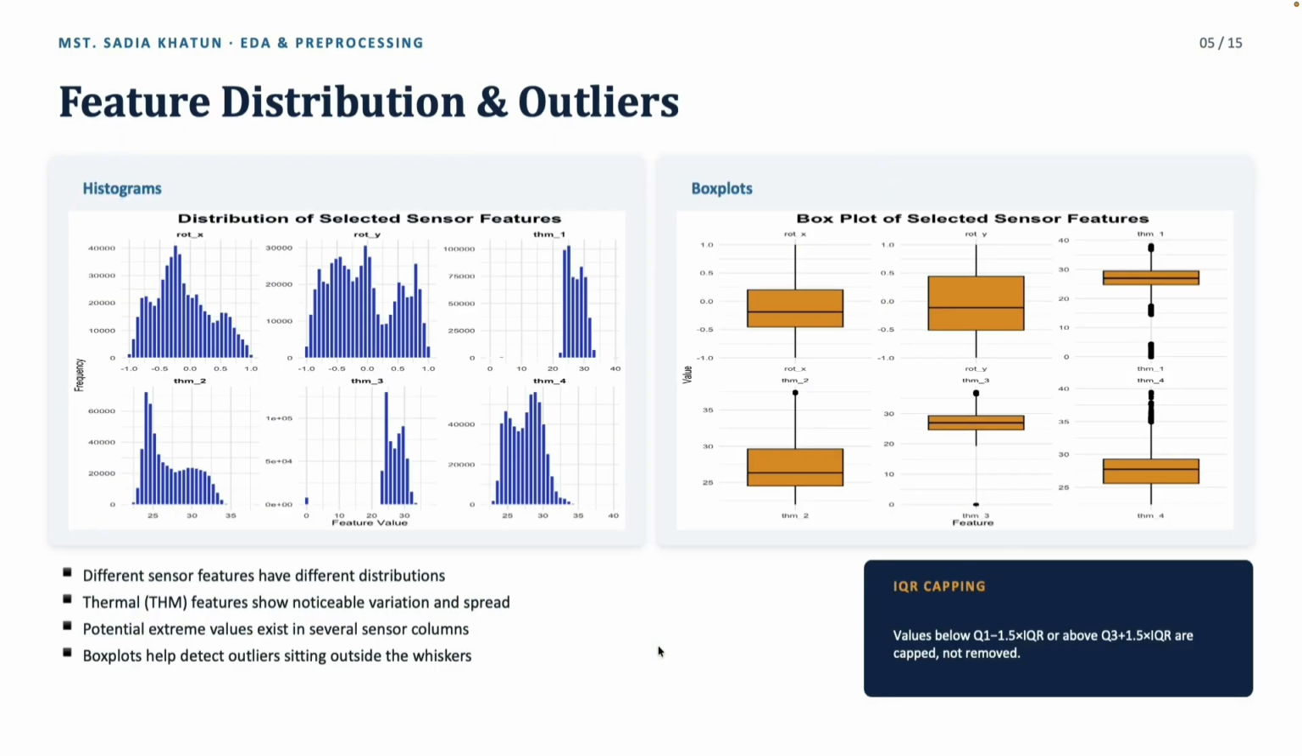In this slide, we analyze the distributions of our selected sensor features and identify possible outliers. The histogram helps us understand how the values of different features are distributed, while the box plot helps us identify extreme or unusual values. Instead of completely removing these outliers, we use IQR capping. This method reduces the impact of extreme values while keeping most of the useful data. As a result, our data become more balanced and suitable for further analysis. After handling the outliers, we move to correlation and missing value analysis.